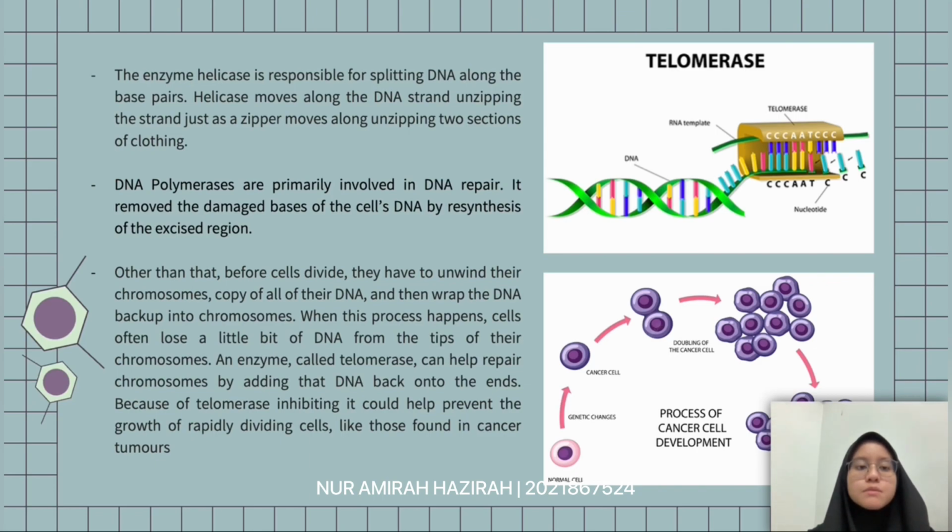DNA polymerases are primarily involved in DNA repair. They remove the damaged bases of the cell's DNA by synthesis of the excised region. Other than that, before cells divide, they have to unwrap their chromosomes, copy all of the DNA, and then wrap the DNA back up into chromosomes.